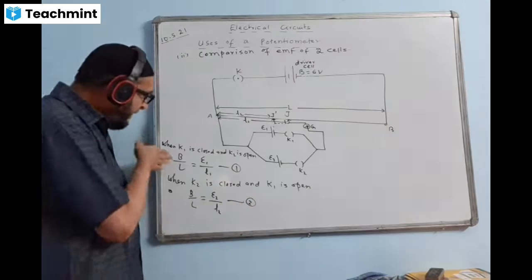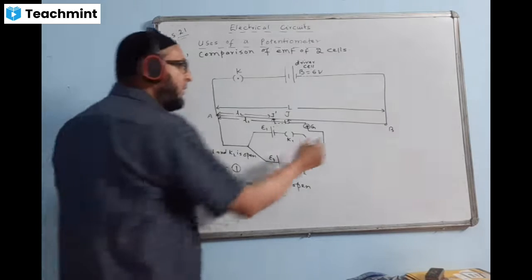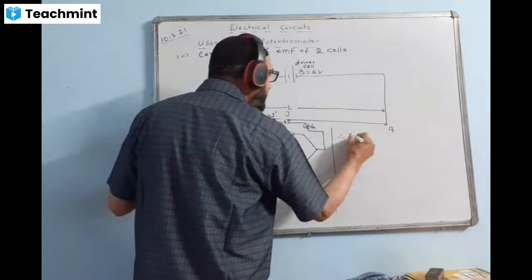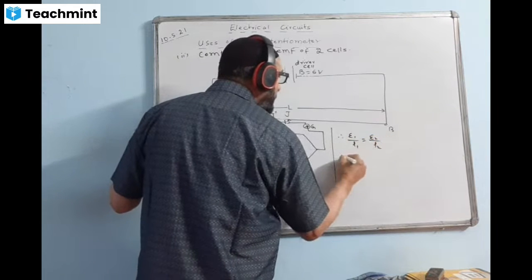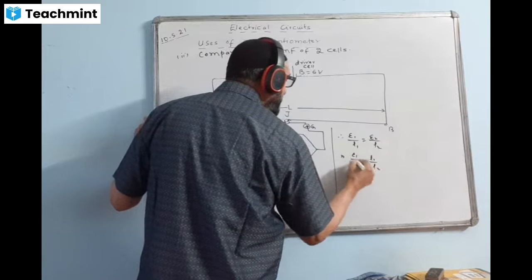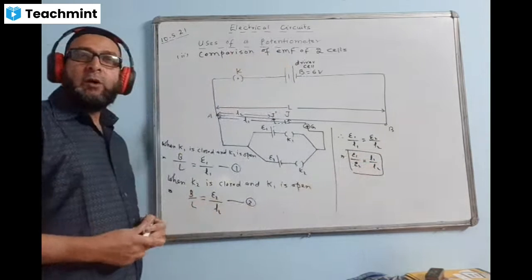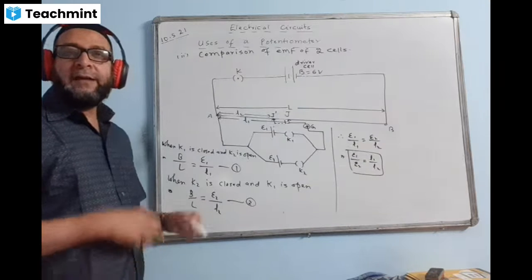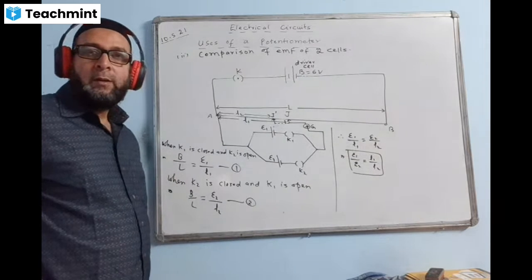We look at the left hand side, B by L, they are equal, so the right hand side will be equal. Therefore, we write E1 by L1 is equal to E2 by L2, or we can write E1 by E2 is equal to L1 by L2. This is how we compare, that is, this is how we can find the ratio of two EMFs. E1 by E2 is equal to L1 by L2.